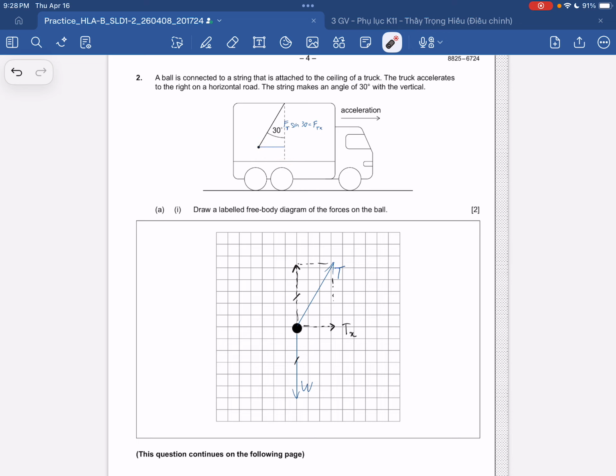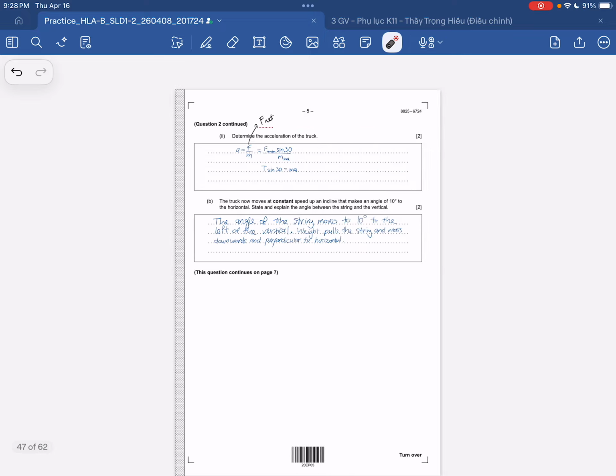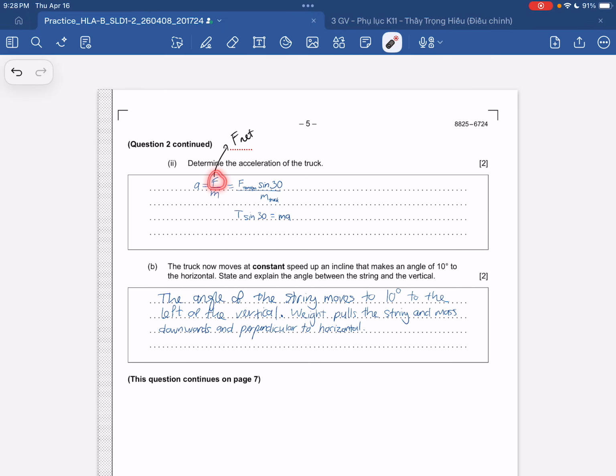Okay, so you can imagine the tension has been analyzed into two components, the horizontal and the vertical. The vertical balances with the weight itself, and we just have the horizontal left. So this horizontal component turns out to be the F net, because the vertical one cancels already. Does it make sense? So that's why you have it here: the F net equals the tension times sin 30.